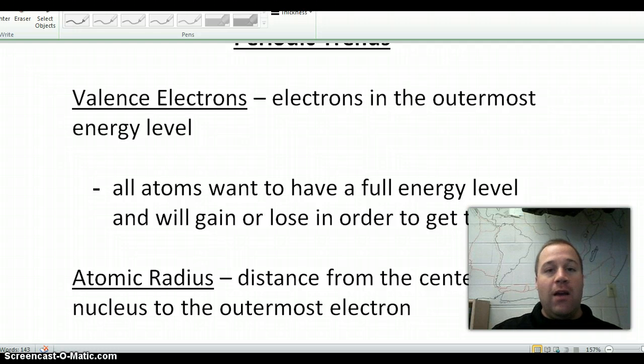So atoms will gain or lose electrons in order to get to a full outer shell. If you have 1, 2, 3, or 4 valence electrons, so an electron configuration through, let's say, 3s2 3p2, that would be 4 valence electrons, it's easier to lose those 4 than it is to gain. Elements that have 5, 6, or 7 will gain electrons to get to a full 8. So you're either going to gain electrons to get to 8, a full s and p orbital, or you're going to lose electrons to get to a full s and p orbital.